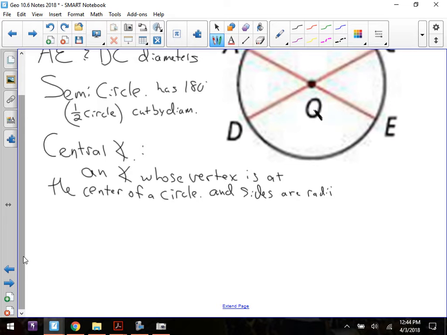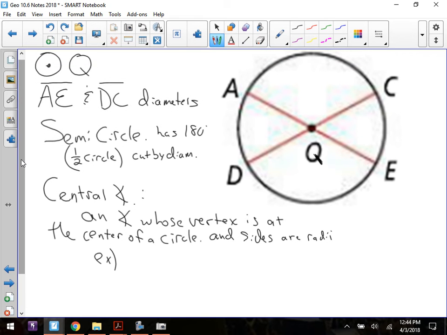For example, in this one here that we have, AQC. Radii is just, it's rad with 2 eyes. No, bro is BRO. That's AGHH. Anyway.